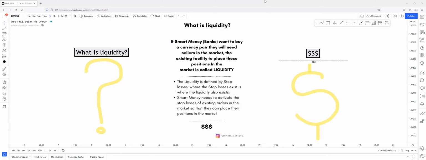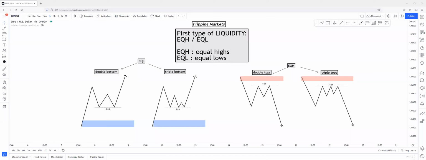Okay, let's see some examples for this. Our first type of liquidity is the equal highs and the equal lows. The names speak for themselves. Price will form equal lows when the low points are on the same level, and equal highs when the highs are on the same level. We have two types of equal lows and two types of equal highs.